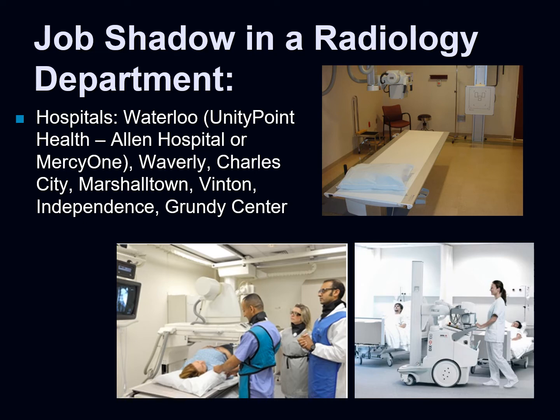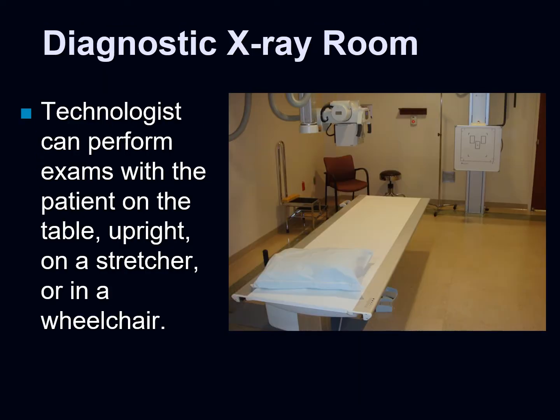Next, let's look at some of the equipment that radiographers use to X-ray patients. Technologists can perform exams with the patient on the table, standing upright or sitting upright, laying or sitting on a stretcher, or in a wheelchair. This image shows you what a diagnostic X-ray room typically looks like. Notice that the X-ray tube is suspended over the X-ray table. This X-ray tube can be moved freely around the room to accommodate those patients who cannot be examined on the table.